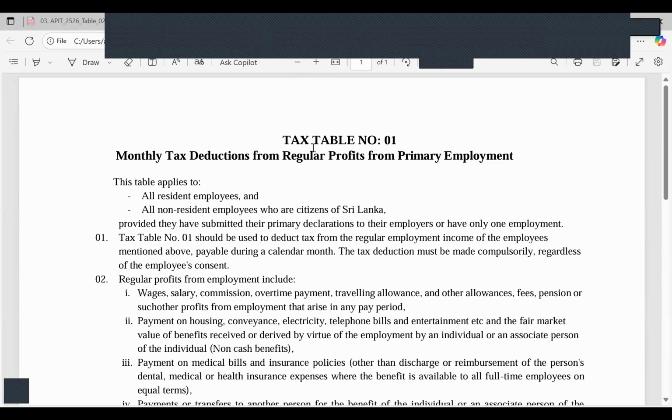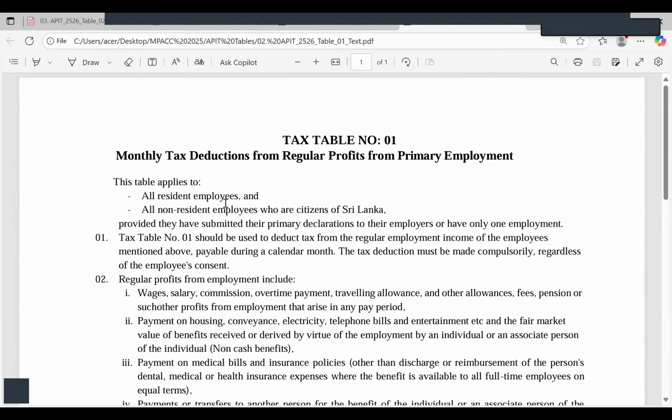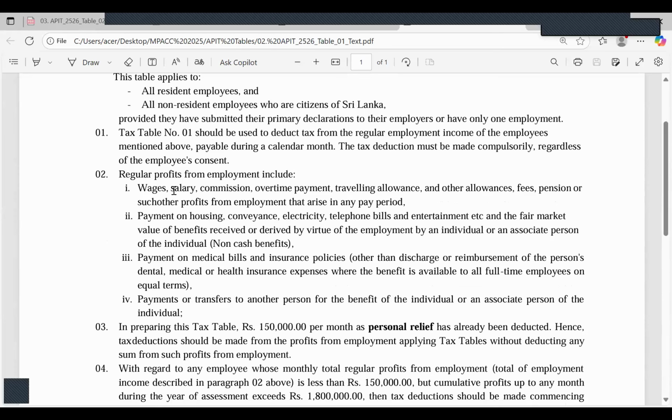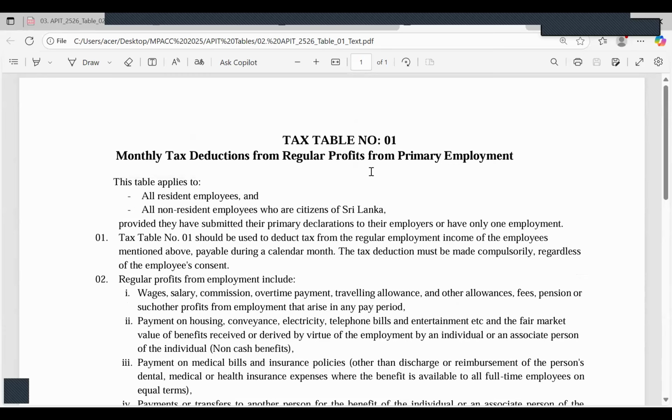So table 1 is applicable to all resident employees and all non-resident employees who are citizens of Sri Lanka. So this table is applicable to regular profits. Regular profits means the income we are receiving regularly. Regularly, we are receiving some income from our employer. For the deduction of APIT on that income, we should use table 1.